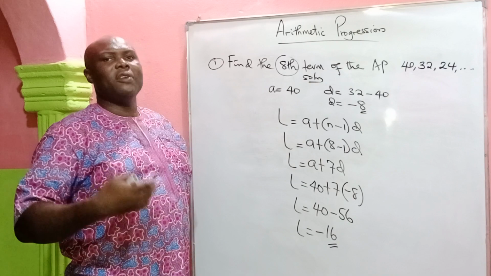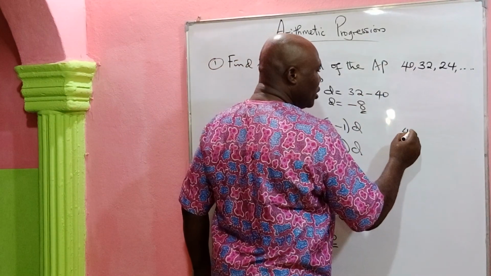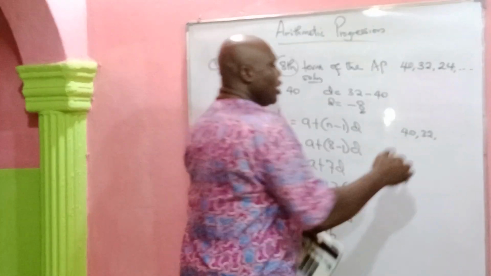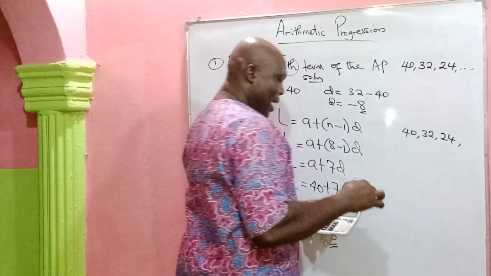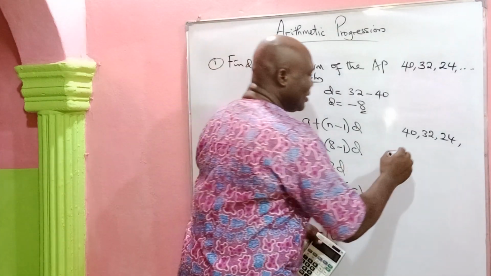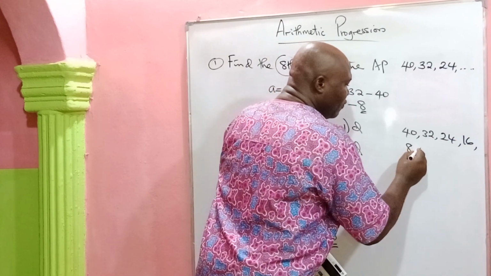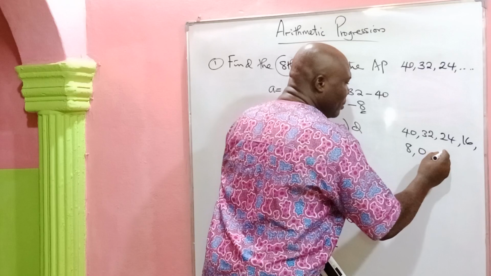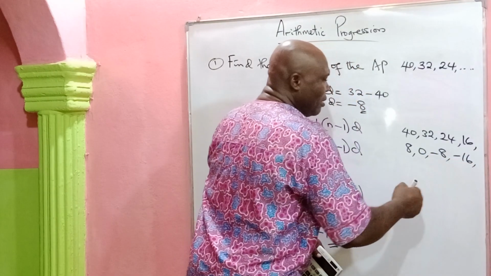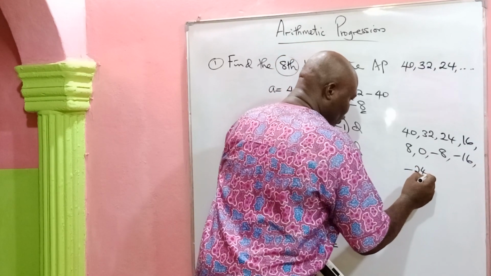Now let's see if it is true, assuming we are to bring out the elements. So the first one we have was 40. 40 minus 8 is 32. 32 minus 8 is 24. 24 minus 8 will give us 16. 16 minus 8 will give us 8. 8 minus 8 will give us 0. 0 minus 8 will give us minus 8. Minus 8 minus 8 will give us minus 16. Minus 16 minus 8 will give us minus 24, and so on.